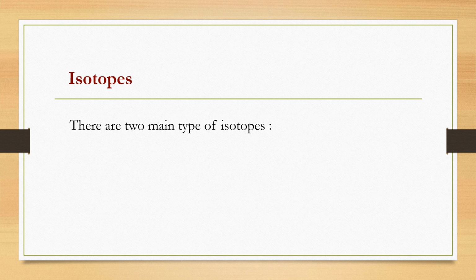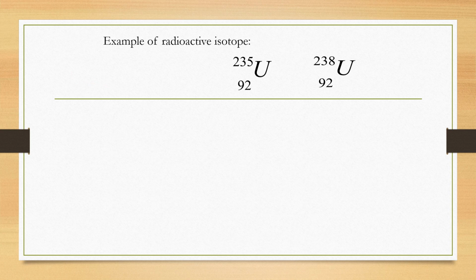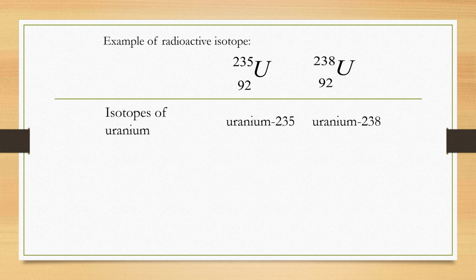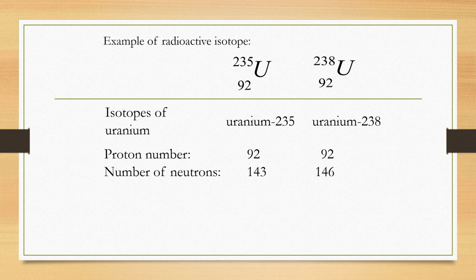There are two main types of isotopes. The first one is radioactive isotope. The second is stable isotope. Uranium is one of the examples of radioactive isotopes: uranium-235 and uranium-238. Both have 92 protons. However, they differ in the number of neutrons.